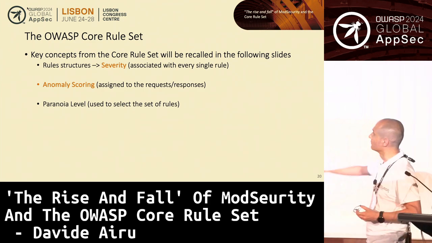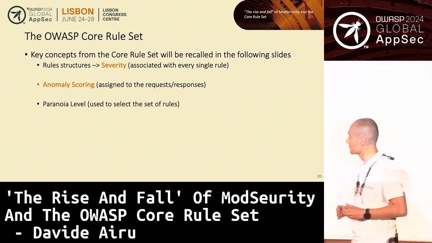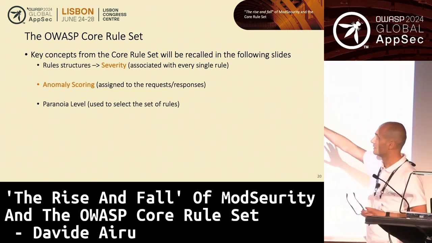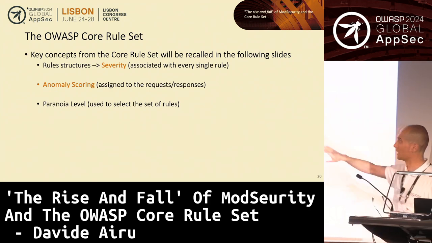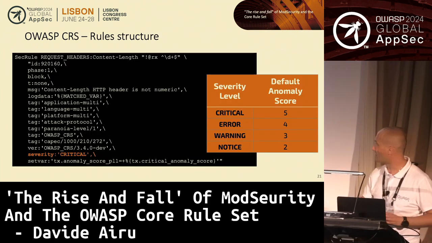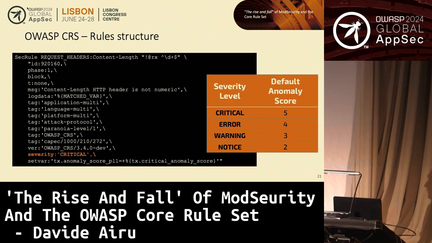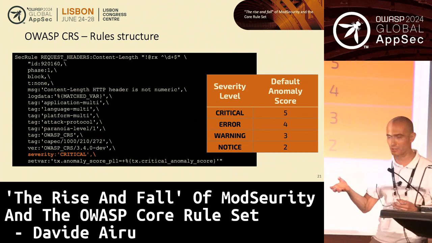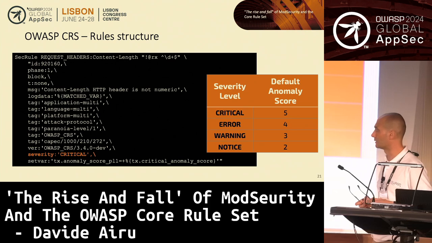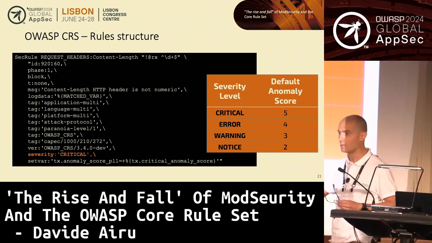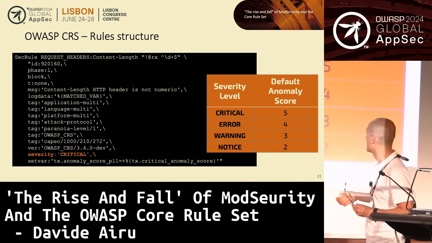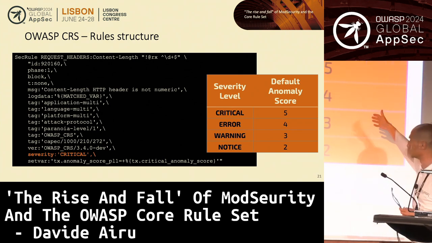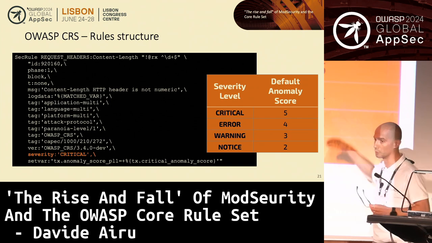Okay, so key concepts that you need to remember: the severity, the anomaly scoring, and the paranoia level. So the severity is the score that is assigned to each rule, so the kind of contribution that specific rule provides to the detection. So we have four default levels, from 2 to 5, from notice level up to critical level.